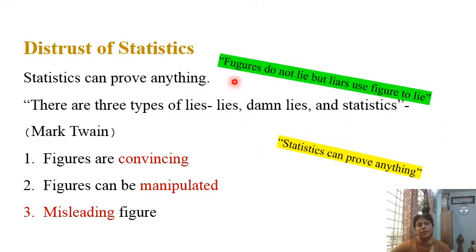So if you are asked about the quote that figures do not lie, but liars use figures, I think you can explain. Figures do not lie. Statistical figures cannot tell a lie, but the people who interpret the statistics can make them lie. If these types of questions are sometimes given in the examination, or the quotation that statistics can prove anything, I think if you understand these things, you will be able to explain this type of quotation in the examination.